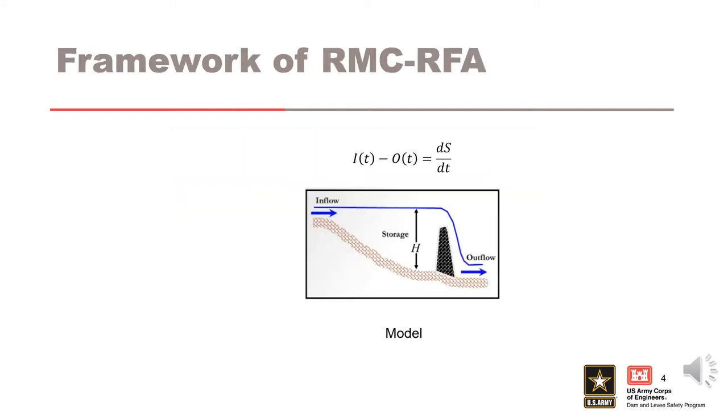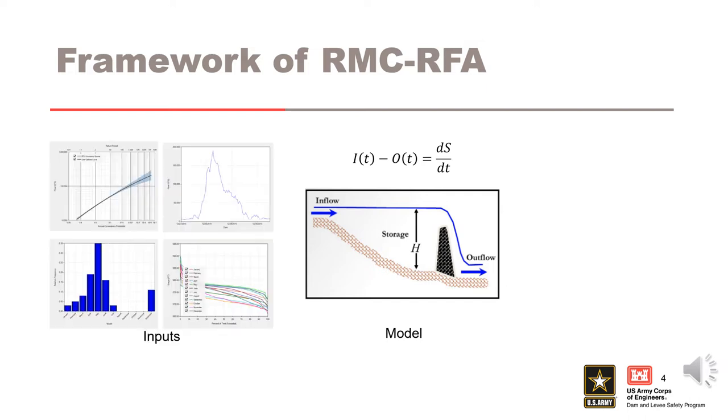Let's discuss the basic framework of the software. RMC RFA is an event-based stochastic model, which means that individual flood events are randomly generated and then routed through the reservoir to obtain a peak stage. The foundation of the RMC RFA model is a level pool reservoir routing model where the inflow minus the outflow is equal to the change in storage.